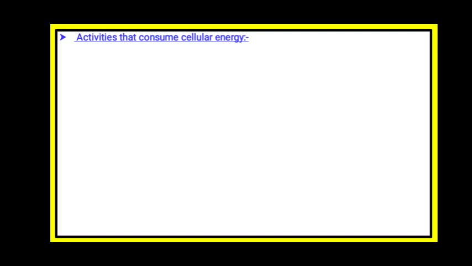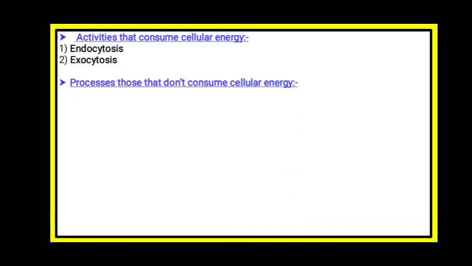Next one, activities that consume cellular energy. Do you remember which were the activities that consume cellular energy? There were two activities. First one, endocytosis, and second one, exocytosis. Next, the processes that don't consume cellular energy. Which were the processes that do not consume any cellular energy? There were two processes. Do you remember it? Yes. First one, osmosis, and second one, diffusion.